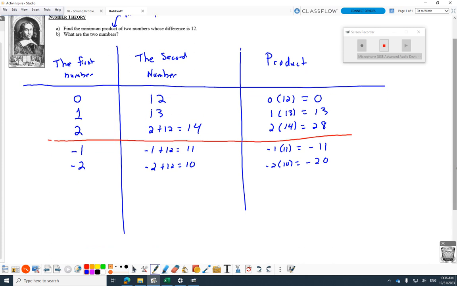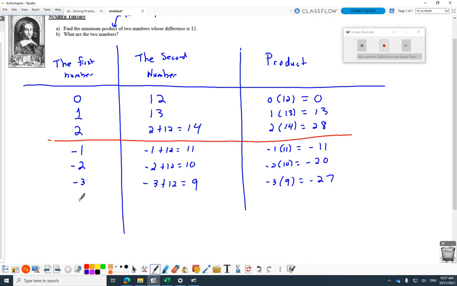So I keep going. -3. Add 12 to get a number so that their difference is 12. This time I get 9. -3 times 9, -27. Now, if you are getting bored and looking at this, and this is going to go on forever. It's not. I can tell by what's happened here. It went down by 9, then it only went down by 7. I'm on my way to something here. Something's going to happen here along the way.